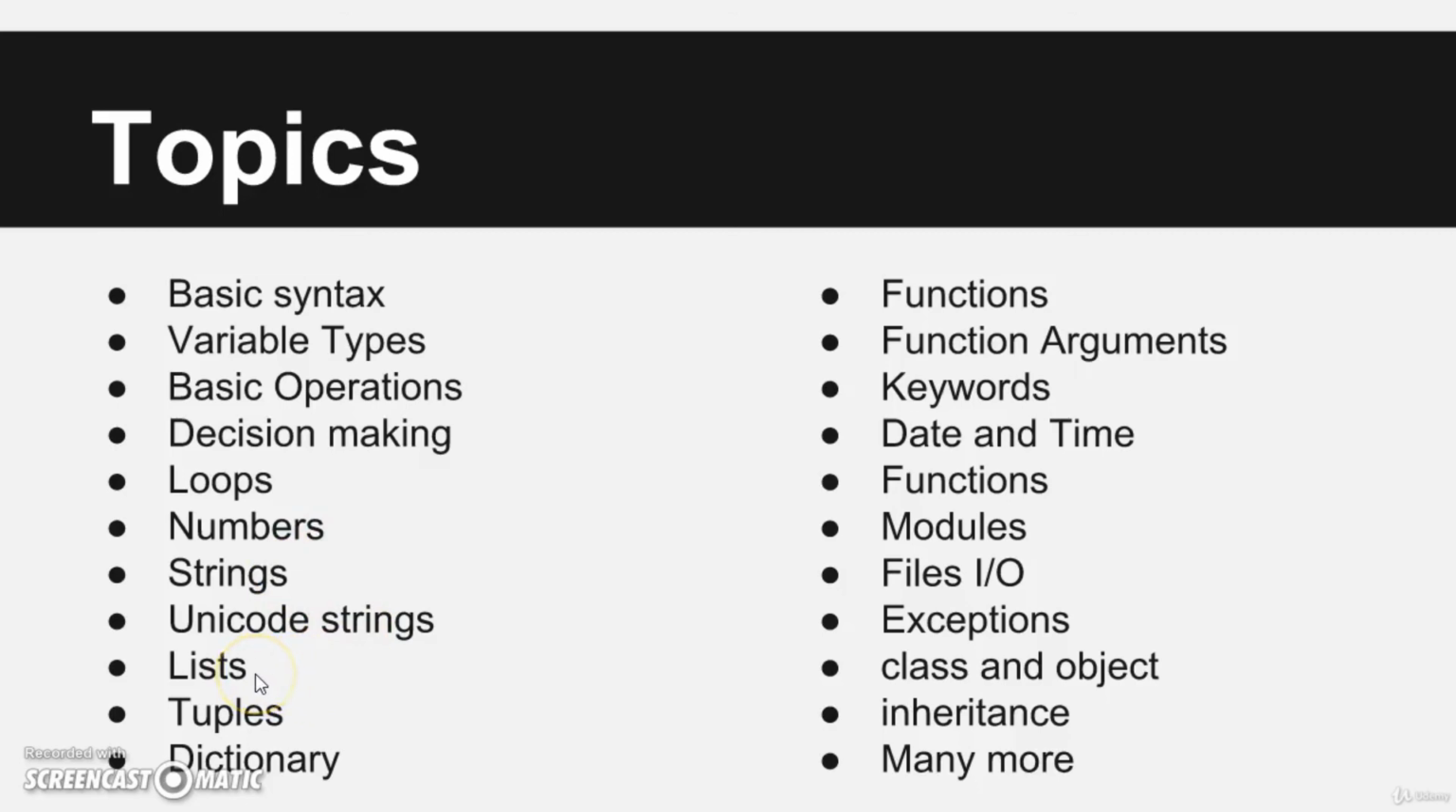We will see the data types called lists and tuples, and the difference between lists and tuples. We can also create a dictionary using Python. We will be seeing how to create it. We will then go to functions and function arguments, how to pass arguments in a function, and we will be seeing what the keywords are. We will be seeing some of the modules like the date and time modules. There are a lot of inbuilt modules available in Python.